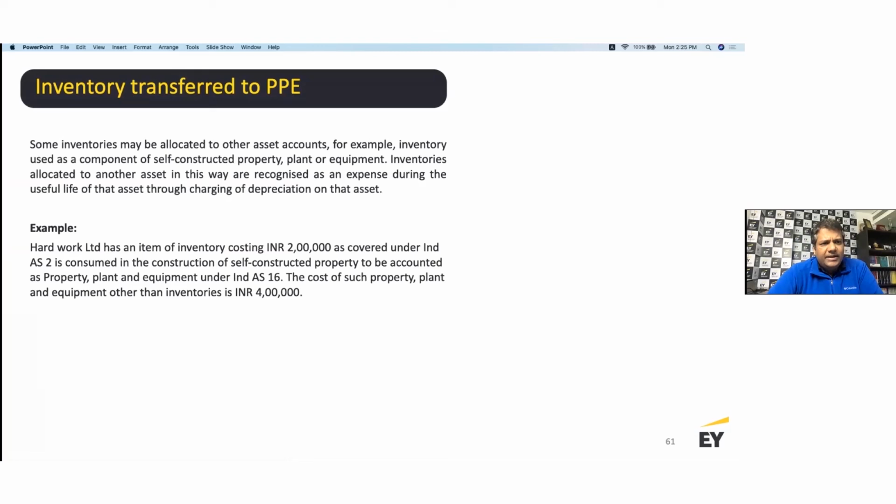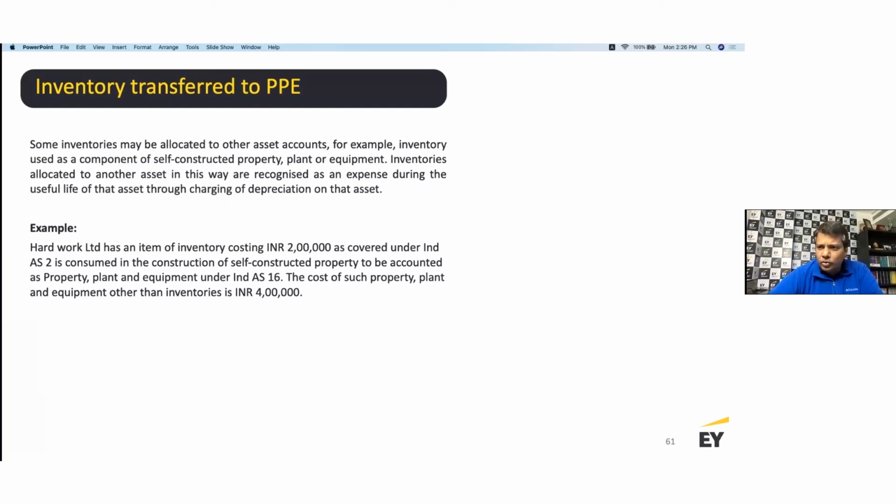Hardwork Limited has an item of inventory costing INR 200,000, covered under Ind AS 2, which is consumed in the construction of self-constructed property to be accounted as property, plant and equipment under Ind AS 16. Now this 2 lakh gets loaded to your cost of construction. The cost of such property, plant and equipment other than inventories is INR 4 lakhs.